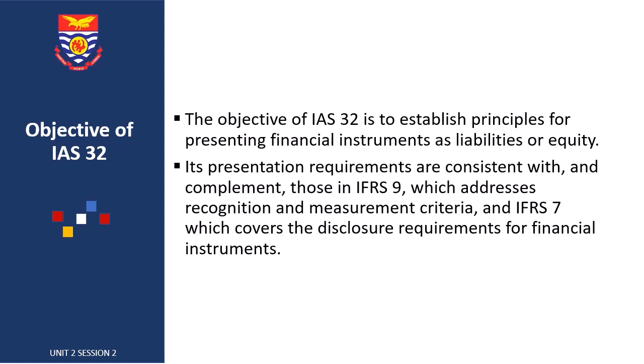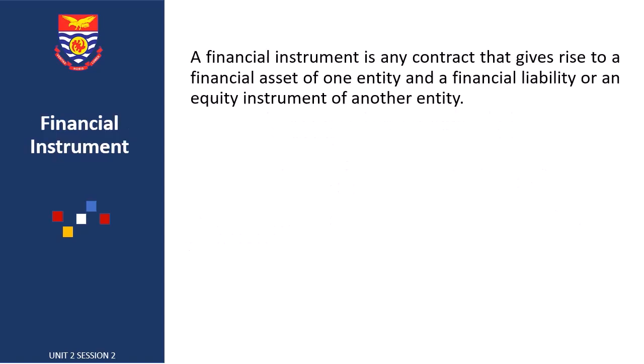So that is the main objective of IAS 32, to establish principles for presenting financial instruments either as an asset, liabilities, or equity. Then it tells us the presentation requirement, and this presentation requirement is consistent and complements those other standards that are in line with financial instruments, which are IFRS 9 and IFRS 7. Now, when we say financial instrument, what does it mean?